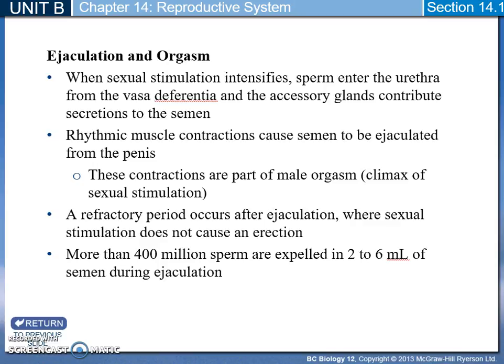Now, in the male, there is a refractory period after ejaculation where sexual stimulation does not cause an erection, and on average, that's probably about half an hour minimum, and can be much longer as well, depending on the individual. Usually, more than 400 million sperm are expelled in about 2 to 6 milliliters of semen during ejaculation.